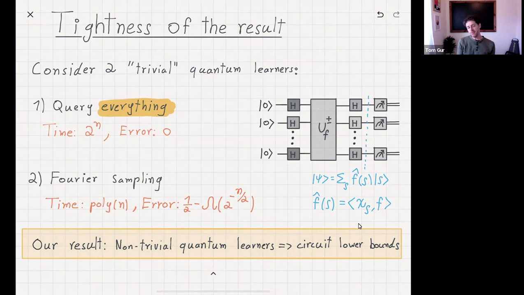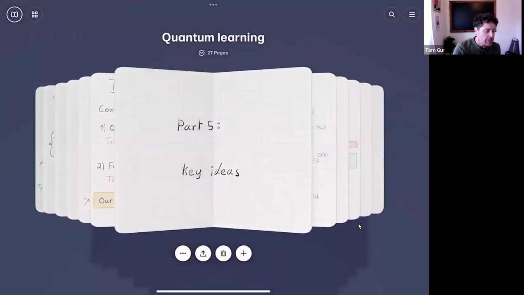So essentially, a simple way of saying our result is: suppose that we do something which does better than these two things, like read everything or do this generic thing which works for any class, then you'll get these new circuit lower bounds. Okay, and in the last 10 minutes, I'm just going to tell you about the key ideas that are going in order to make this result happen. I'll try not to get overly technical, but just present the main conceptual ideas to give some sense of why this result holds and how.